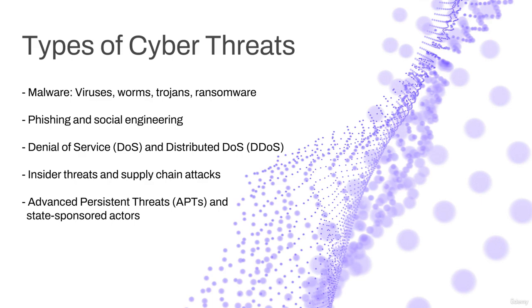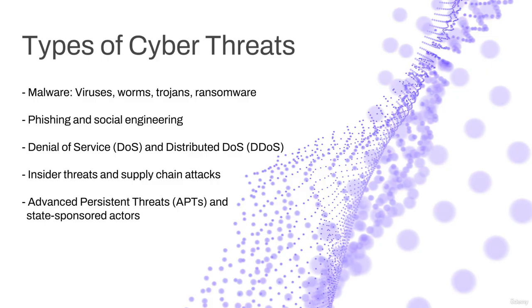Cyber threats come in many forms, each with different goals, levels of sophistication, and methods of attack. Understanding the major types of threats is essential to recognizing the risks we face and the defenses required to stop them. One of the most common categories is malware, which is short for malicious software.